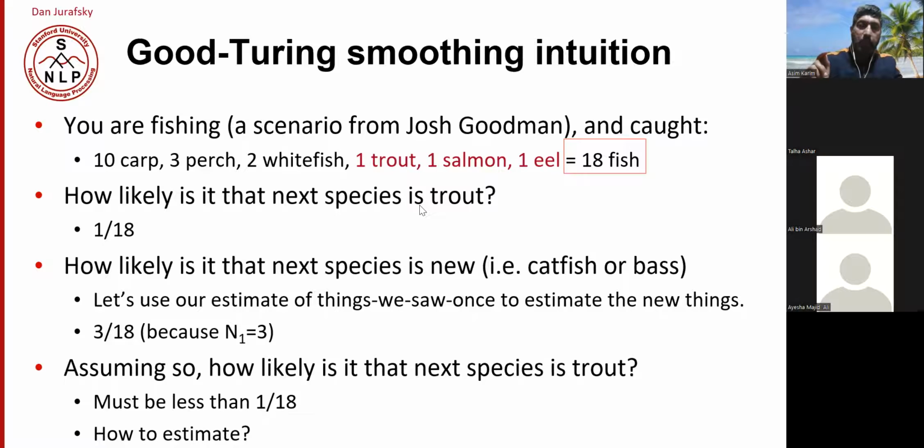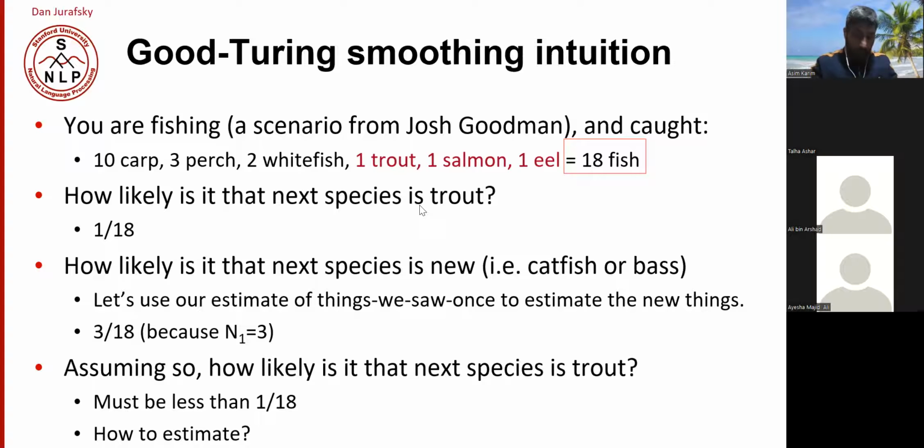But this might just be an anomaly of our small sample size. This is the whole issue of zeros and OOV. So we would like to assign some probability to bass. What this approach says is that we use the count of things that occur once to estimate the probability of things that never occurred.